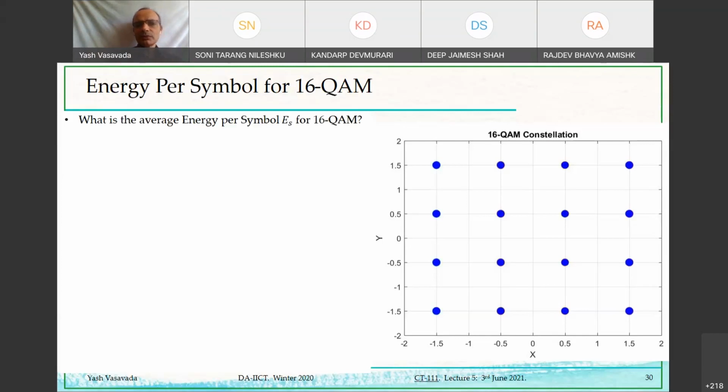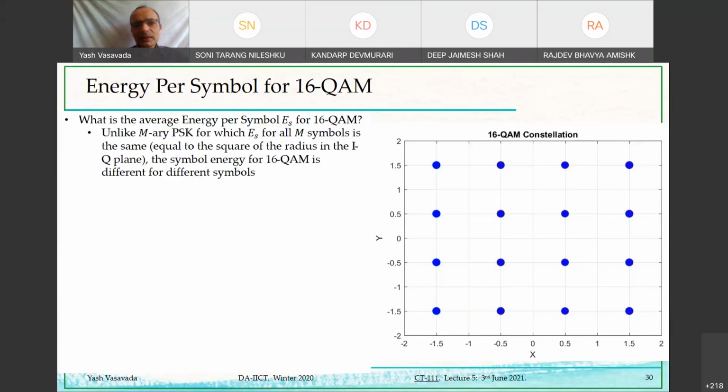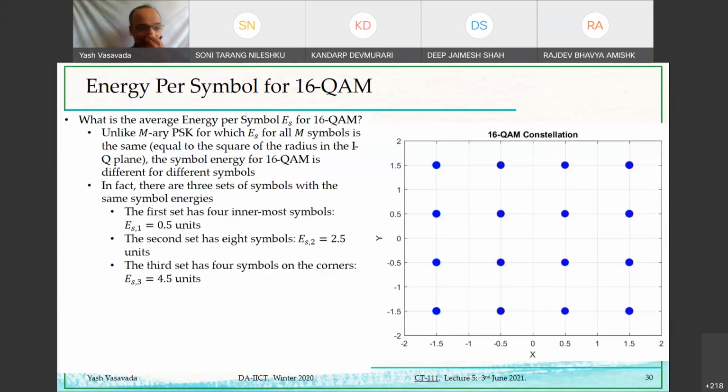So how do we compute the average energy per symbol for this 16-point constellation? It's pretty straightforward. All you do is calculate the energy per symbol for each of the 16 symbols and then just average it. I'm sure you can do it yourself, but here I have done the calculation in a little more detailed manner. You will see that for these 4 innermost symbols, if you calculate the distance from the origin, it is going to be 0.5. So 4 symbols are at 0.5 energy.